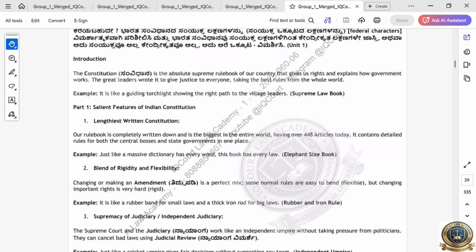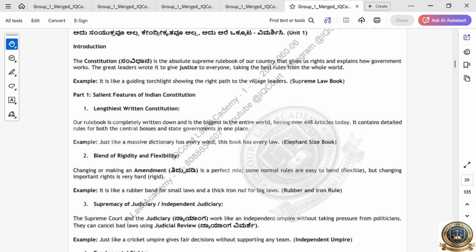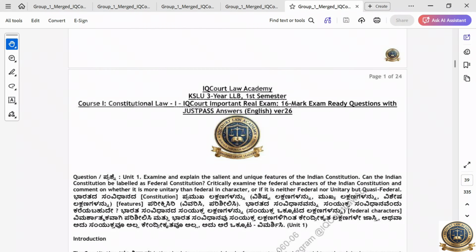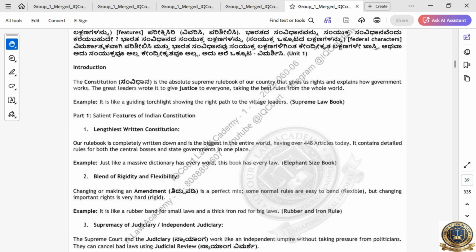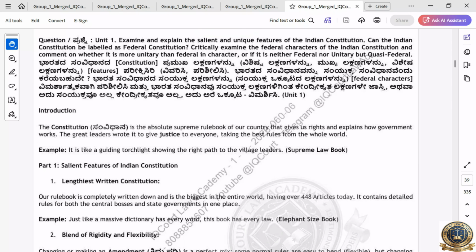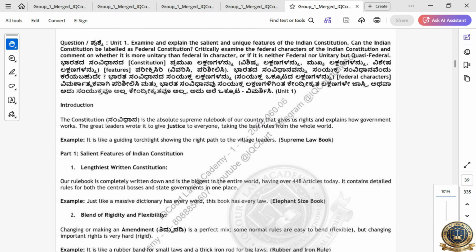That is IQCourt study material. We are also providing the long study material and short study material. The study material has only 24 pages. This is the English version. We are also providing the Kannada version as well. This is for those people who want to just pass the exam. For them, we are providing this. This is just for study material.